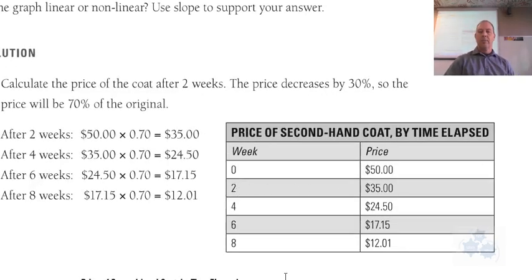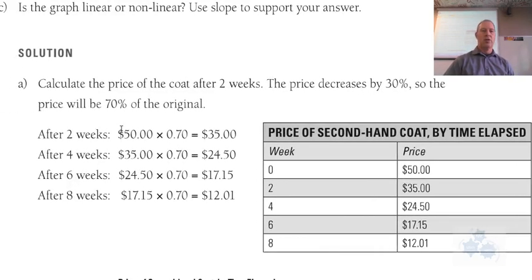After 2 weeks, the price changes. So how does it change? Well, the original amount minus 30%. Now, if it's 30% off, that means it's worth 70% of its original value. So that's why they times by 0.70, because minus 30% is the same as saying 70% of its original value, right? And so when you do that, you see that the new price, or 70% of that, is $35, and that's why this price shows up right there. Okay? So after 2 weeks, this is 30% off.